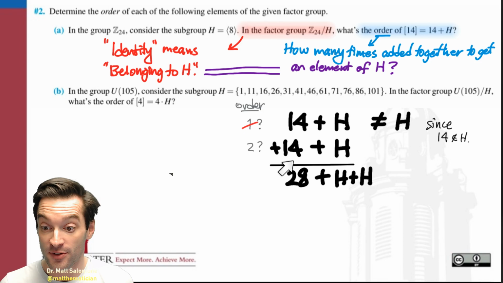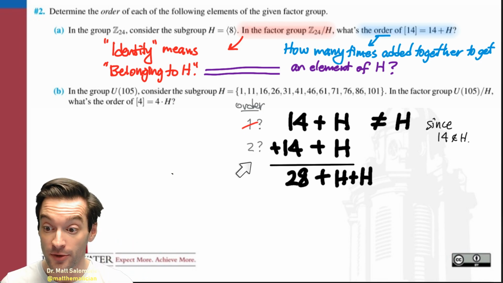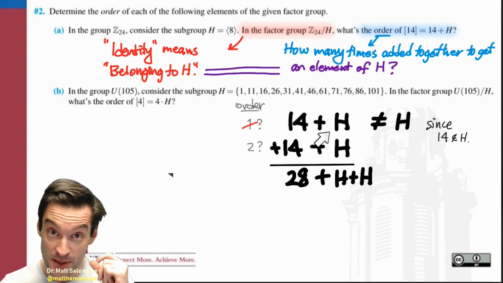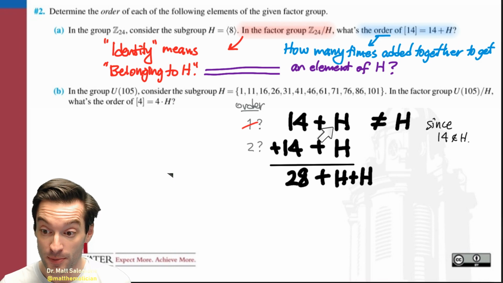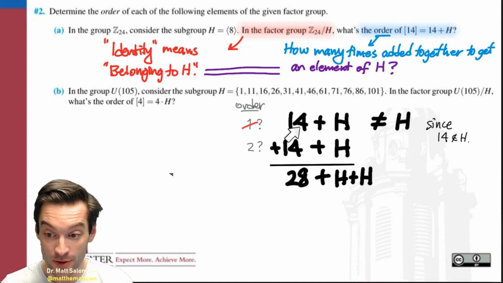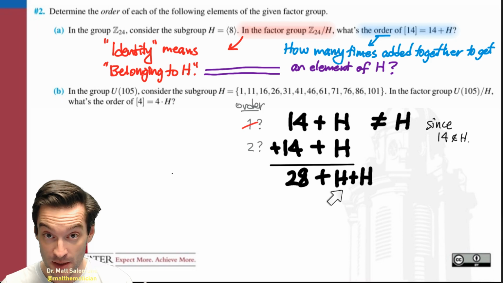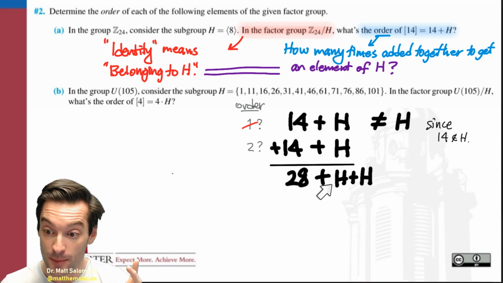So we'll add it to itself once to test whether its order might be equal to 2. 14 plus H added to 14 plus H. Again, I can rearrange these 14s to get them next to one another because H is a normal subgroup, and so H plus 14 is the same as 14 plus H. So I can get the 14s together and make a 28. I can get the H's together and make H plus H. H plus H, remember, is a set. It's a set of all the possible sums of an element of H added with another element of H.